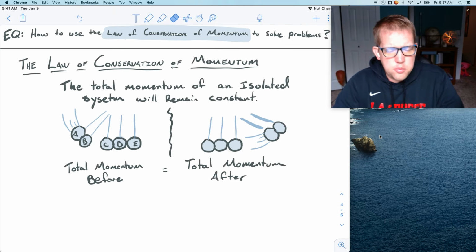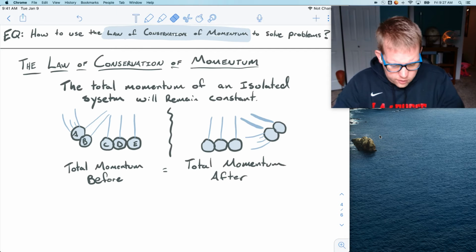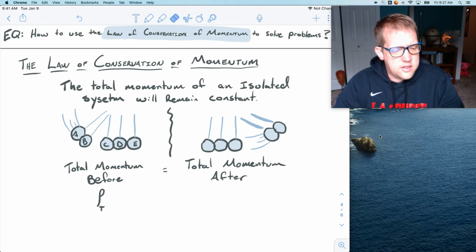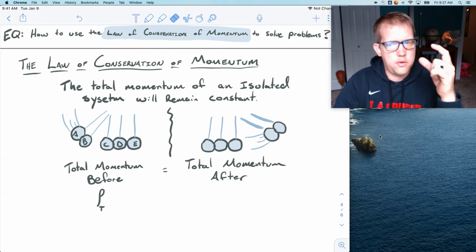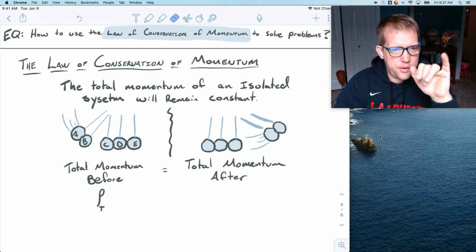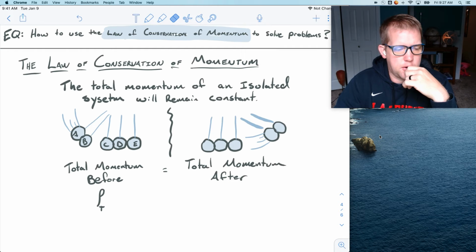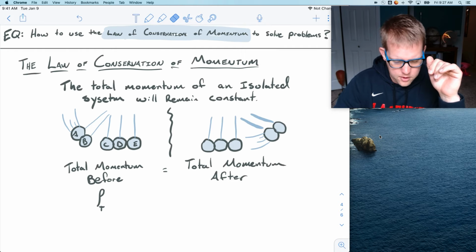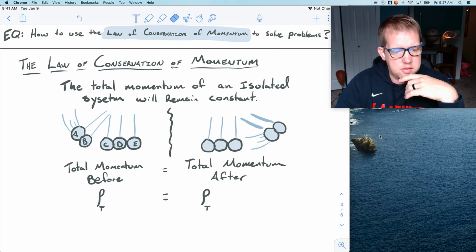To get the total momentum before something and total momentum after, all you have to do is write that down in science. We say momentum, which is the Greek letter rho, or it looks like p, and then we put a little subscript on it that stands for total, a little subscript T standing for total. So the momentum before has to equal the momentum after.